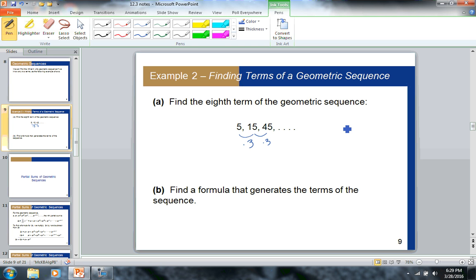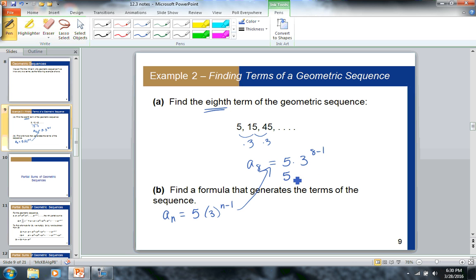So I'm going to skip down to part B here, because now that I know my ratio and I have my first number, I can write my equation. A sub n equals, my first term is 5 and my ratio is 3 to the n minus 1. So it doesn't take long to write that equation. And now I can actually use that equation to help me find my 8th term. So I'll have 5 times 3 to the 8 minus 1. If I want to find my 8th term, then I'm going to plug in an 8 for the n. And you could set this equal to a sub 8 as well.